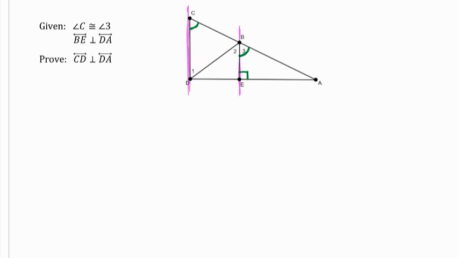Well, I've got this angle and this angle, right? And if I think of this line up here as my transversal, then that means that angle C and angle 3 are corresponding. So if I can show those two angles are congruent, that means my lines are parallel. Well, we're already given that they're congruent, aren't we? So that's where our proof is going to go.